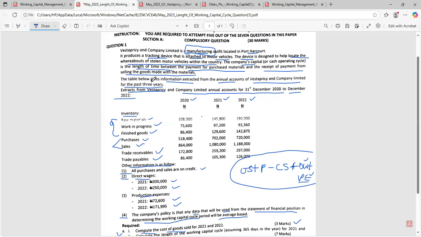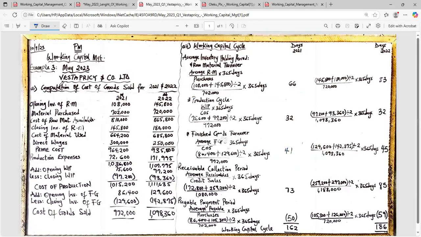We want to compute working capital. Now, we want to compute cost of goods sold. Now, if you check my solution, I said Vestapricy and Co. Limited. That's the first thing you want to tell ICAN, that this is the name of the company I want to solve for. Then the next is to tell ICAN what you want to solve, which is computation of cost of goods sold for 2021 and 2022. That is the requirement of the question.